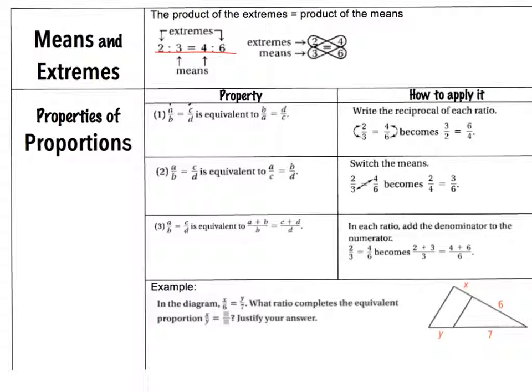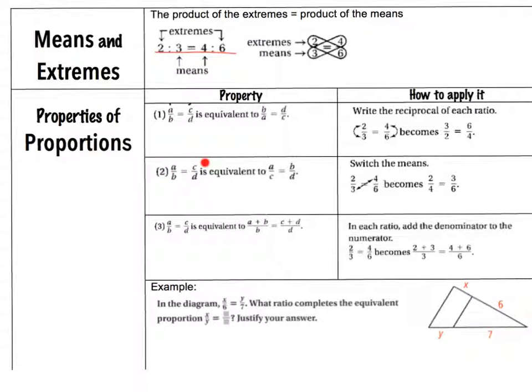If we have 2 to 3 equal to 4 to 6, we can just find the reciprocal of each of these and set them up as 3 halves equal to 6 over 4. Right? It doesn't change the relationships. In fact, we can even see the cross products remain the same, right? Here we have 3 times 4 is equal to 6 times 2. Here also we have 3 times 4 is equal to 6 times 2.